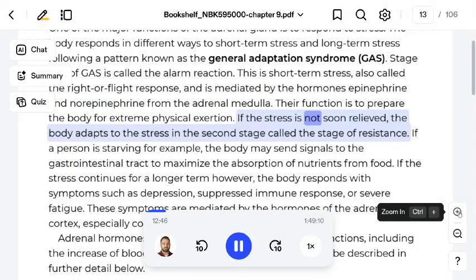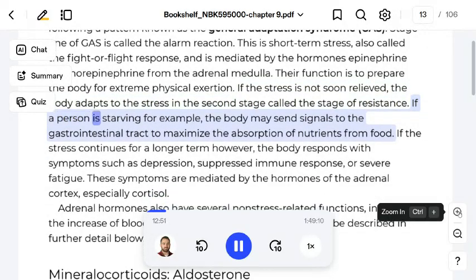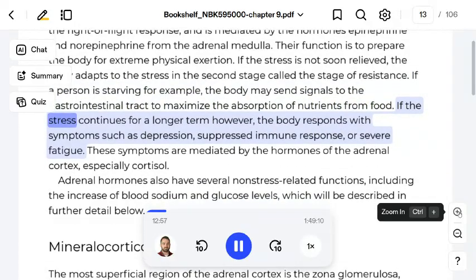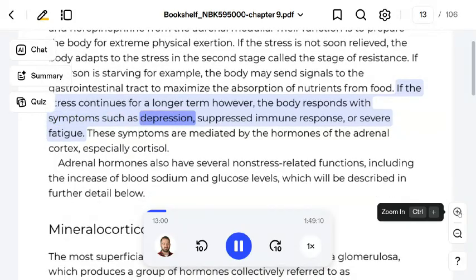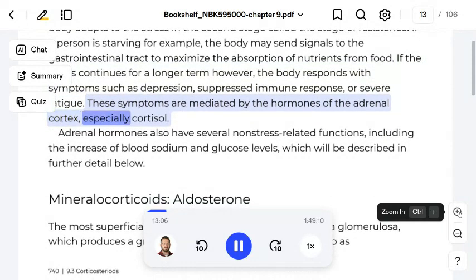If the stress is not soon relieved, the body adapts to the stress in the second stage, called the stage of resistance. If a person is starving, for example, the body may send signals to the gastrointestinal tract to maximize the absorption of nutrients from food. If the stress continues for a longer term, however, the body responds with symptoms such as depression, suppressed immune response, or severe fatigue. These symptoms are mediated by the hormones of the adrenal cortex, especially cortisol.